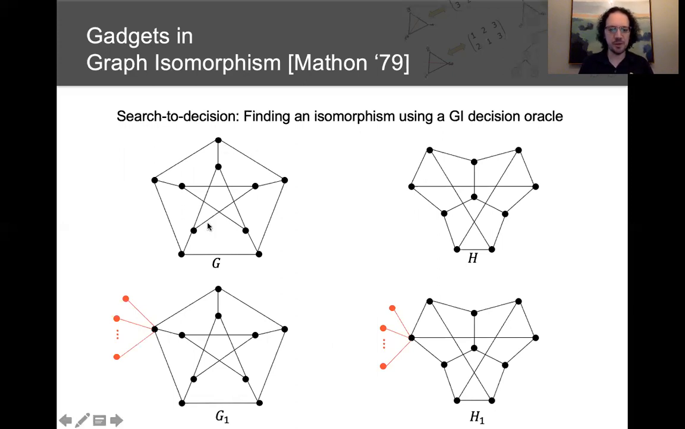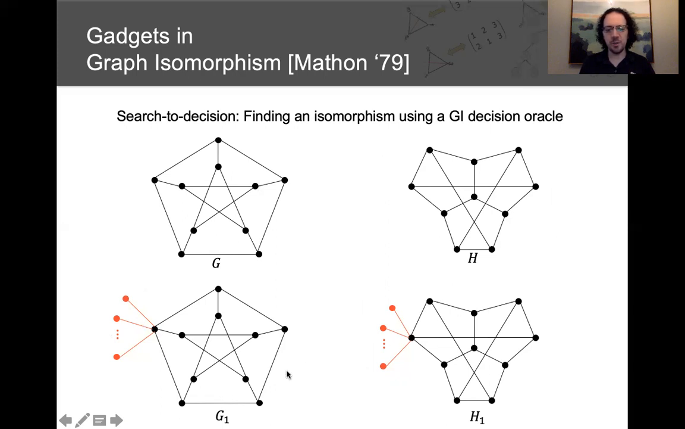So say I want to know if these two graphs G and H are isomorphic. Well, if they are, then this vertex has to go somewhere. So I want to add a gadget that somehow singles out this vertex. And one of the simplest things you can do is simply add n plus 1 vertices here so that this vertex now has the unique highest degree. And then for each vertex in H, I will try to add the same gadget.